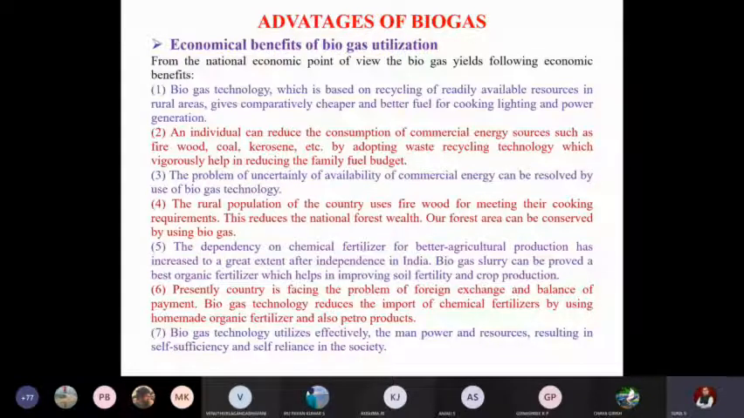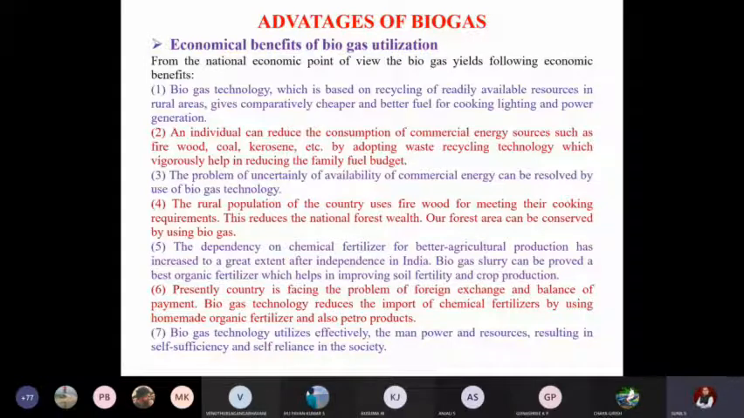and they use it for cooking and water heating purposes. So an individual can reduce the consumption of commercial energy sources. If you don't utilize this biogas, obviously you have to depend on some other source, because you have to cook food and heat water. So you have to go for firewood, coal, kerosene, etc. Instead you will be using biogas, which is nature friendly. The problem of uncertainty of availability of commercial energy can to some extent be resolved. Even in rural areas, if they start using electricity without depending on alternatives, there will definitely be a shortage because of growing population.